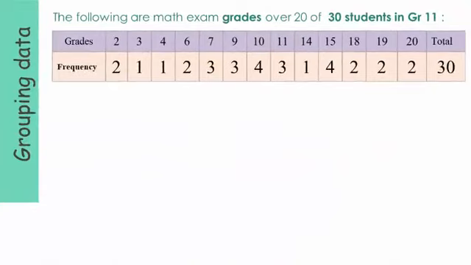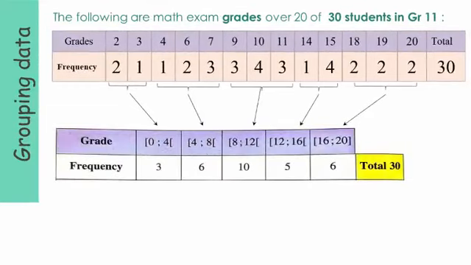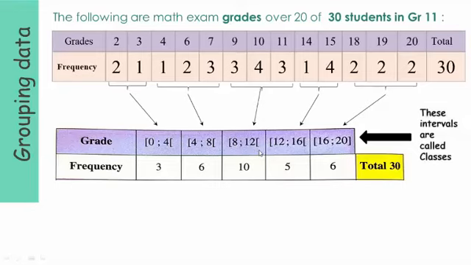Let us see this kind of grouping of this data. In this way, we change the data from discrete into continuous data, which means that we have here intervals, and these intervals are called the classes. Each class has a size 4.